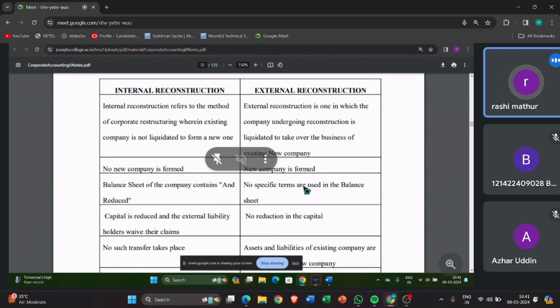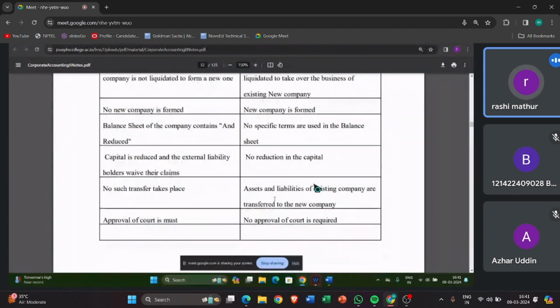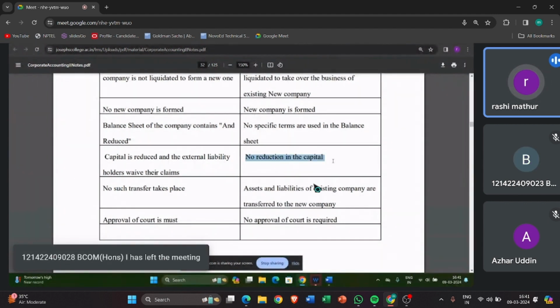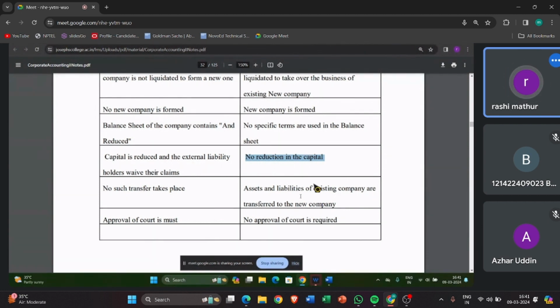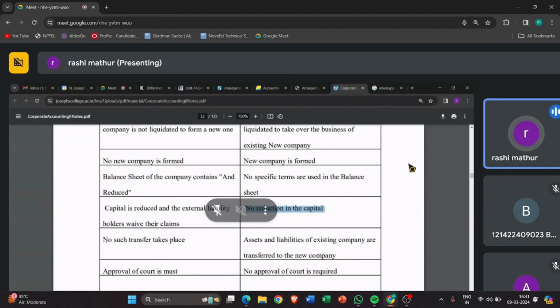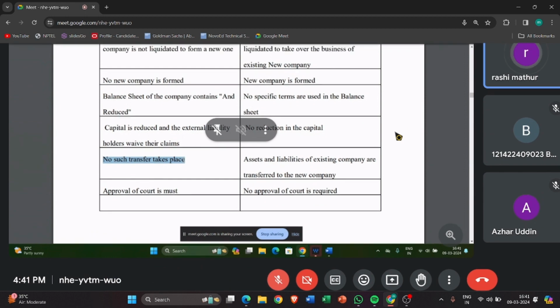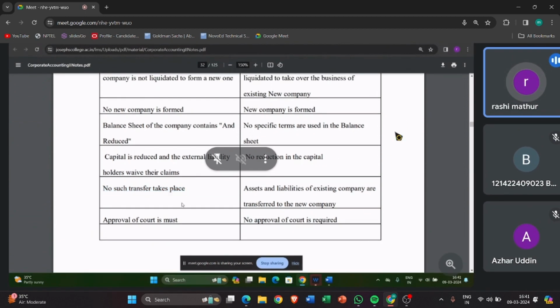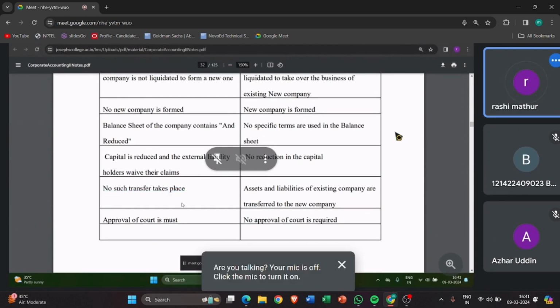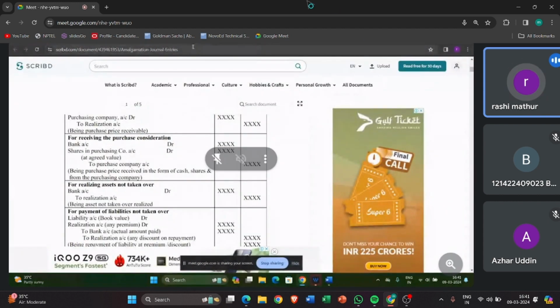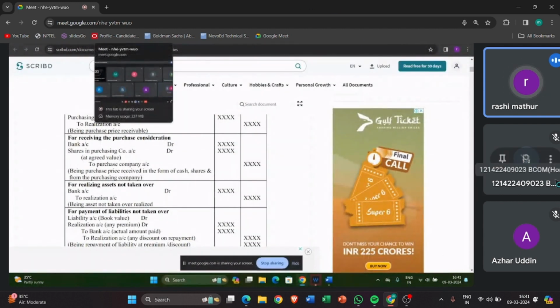No new company comes into the picture. There are no specific terms being used. There is no reduction in capital. As it is, assets are taken over and liabilities are taken over in external reconstruction. But here there is no such transfer in internal reconstruction. There is no company coming into it, and only internal changes are being made in the company's business. So that is nothing but your internal reconstruction.